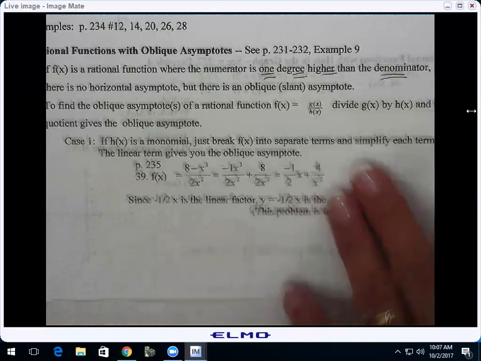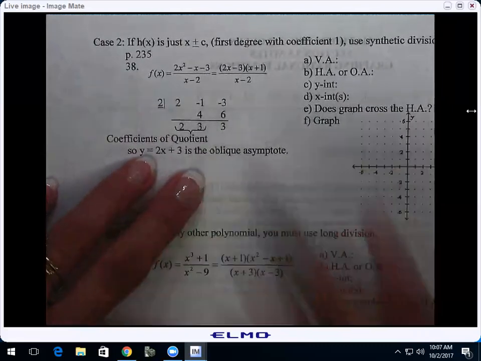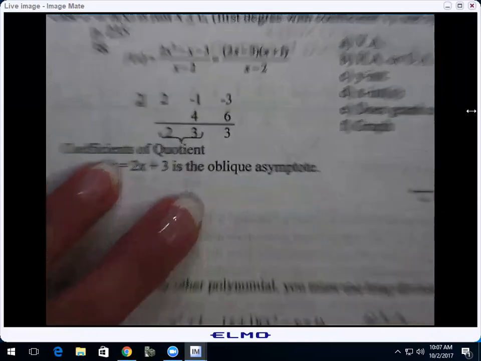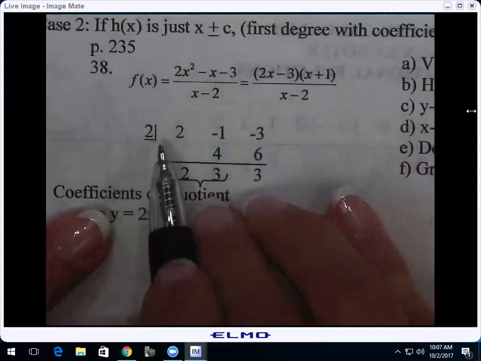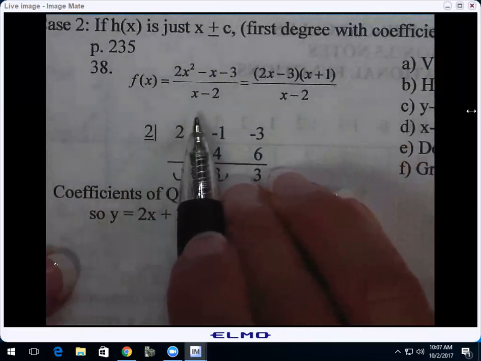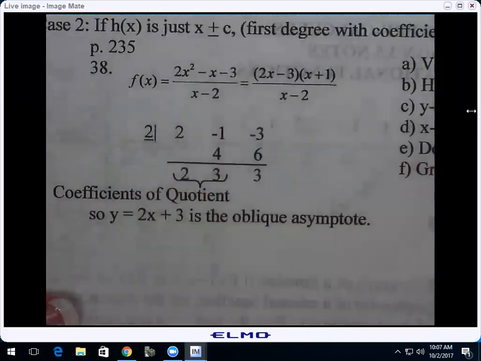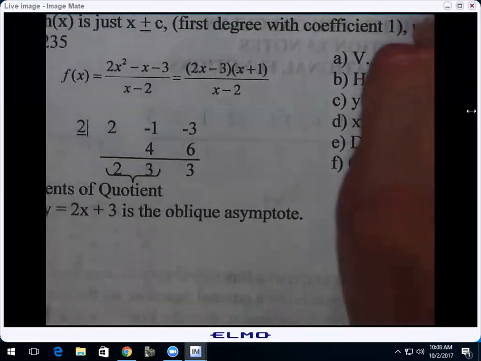I will do these 2 so you can see how to graph the oblique asymptote. As soon as I looked at number 38, I said, well, what's the vertical asymptote? It's whatever makes the denominator 0. And remember, it's not just a number, it's an equation. So not just 2, but what? X equals 2. X equals 2 is the vertical asymptote.